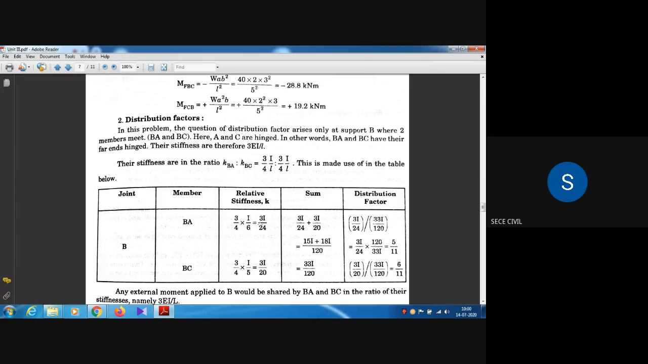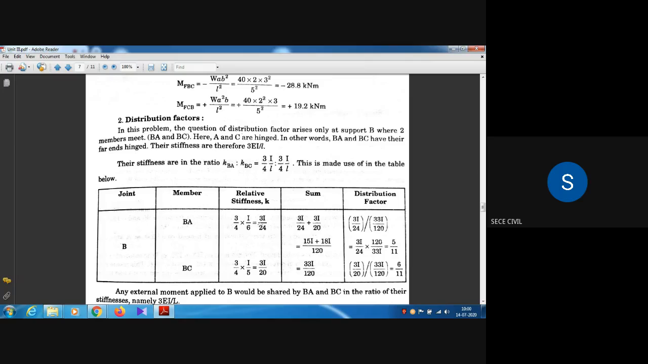I asked that formula; you tell that formula. If the far end is fixed, what is the formula? I by L, sir. Very good. If the far end is hinged, it means 3I by 4L. So these formulas are not in the book, but I gave them orally and asked you to write them.